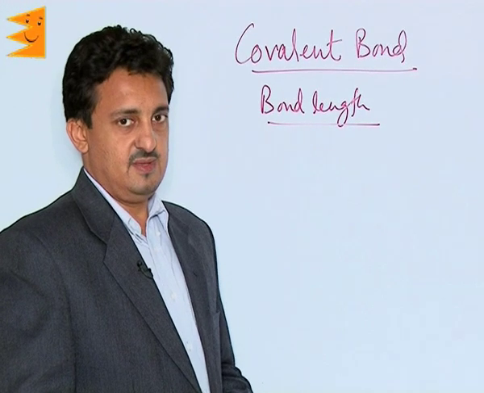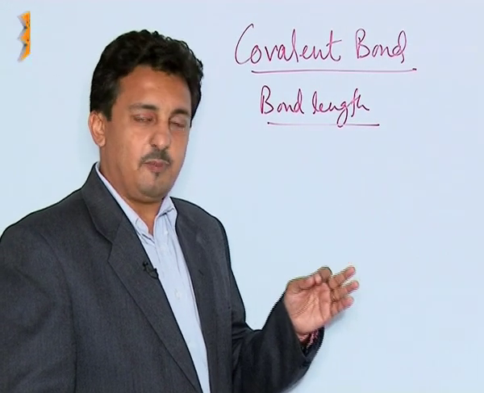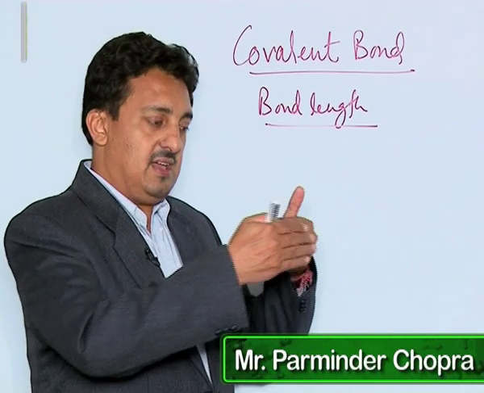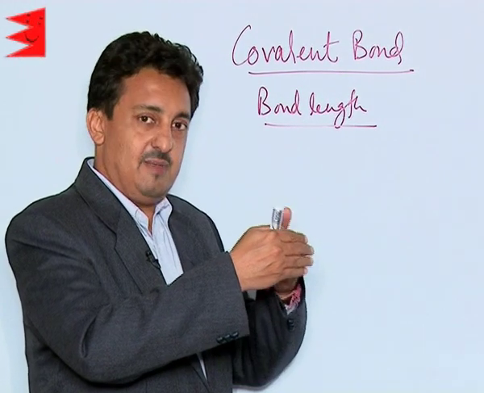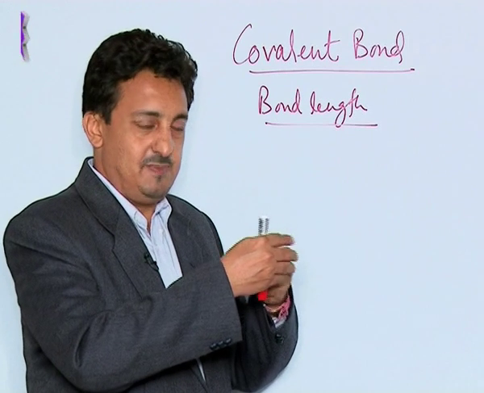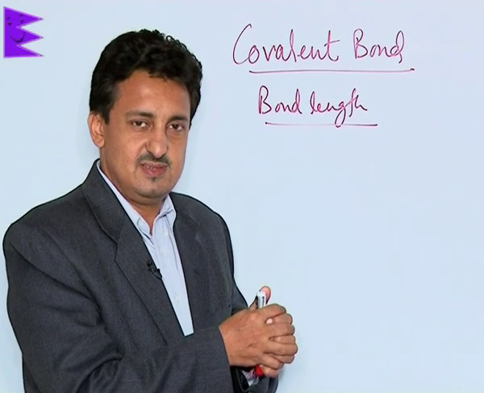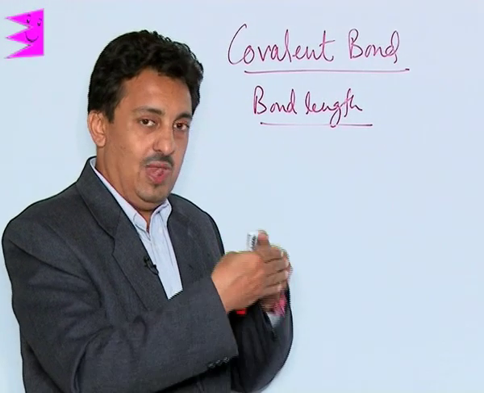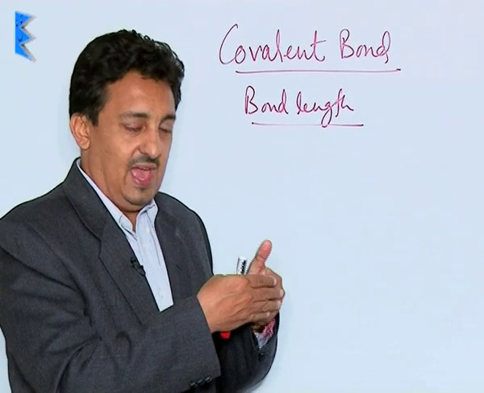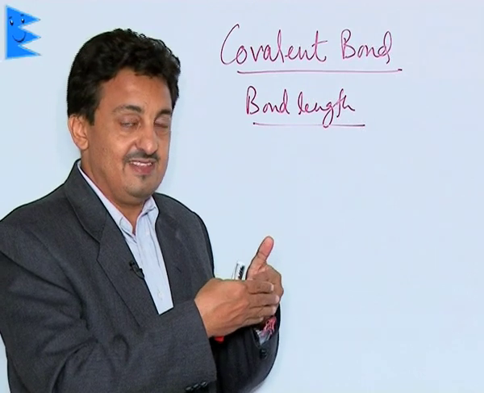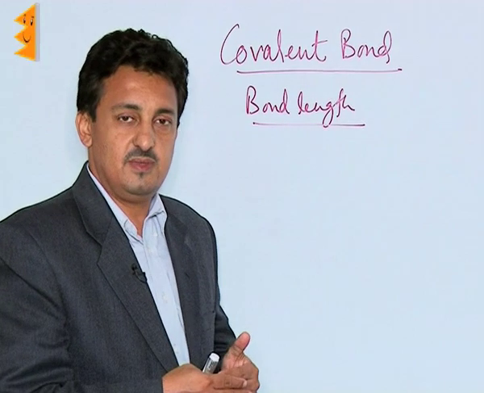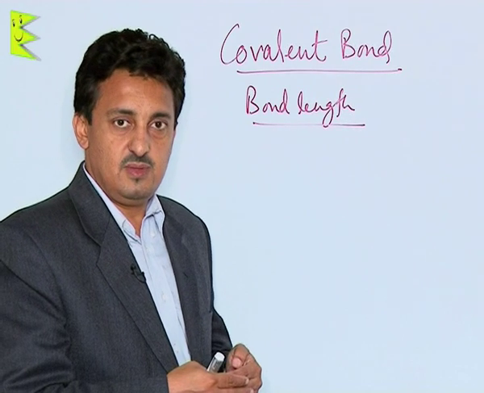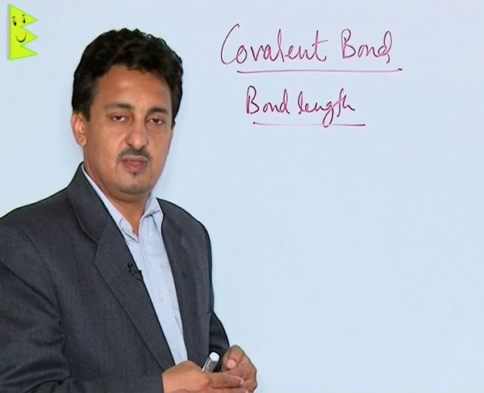Bond length. The first and the most important property associated with the covalent bonds. See, the ionic bonds basically are present between ions and their distance depends on how closely they are packed. But covalent bonds, on the other hand, are formed by the overlapping of the atomic orbitals, and since these orbitals are directional, these bonds are directional. So they have fixed certain distances between them that are called bond length.